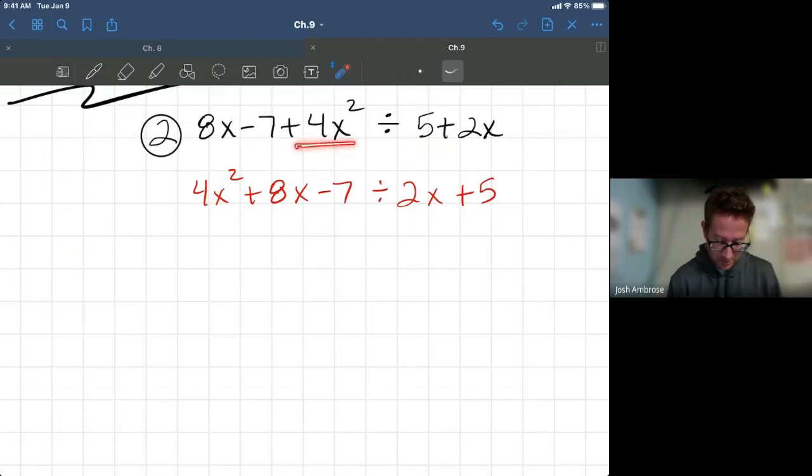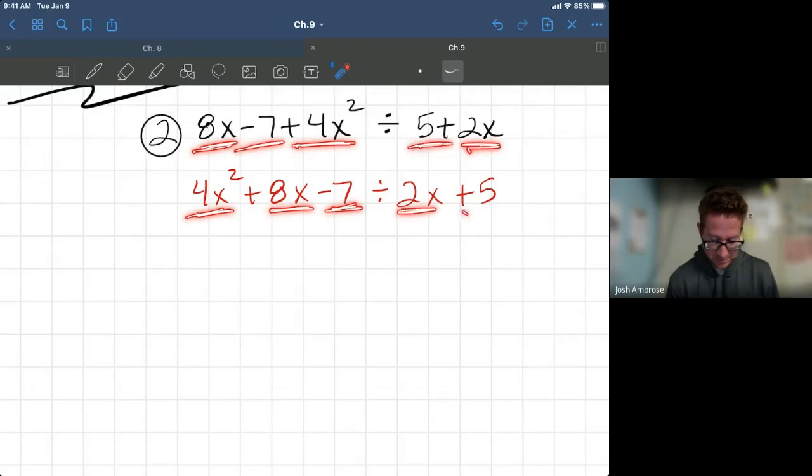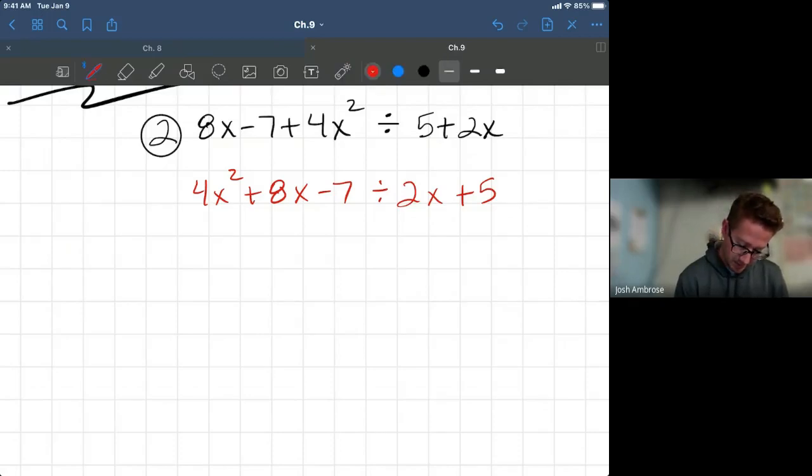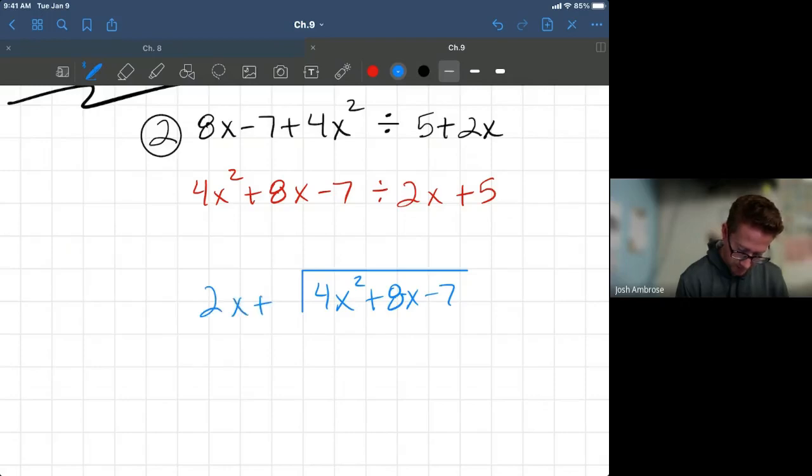Okay, that's a positive 4x squared, same thing. Positive 8x, same thing. Negative 7, same thing. Positive 2x, same thing. Positive 5, same thing. So the signs never changed, but the order did, because I got to go in perfect descending order all the way across. All right, now let's set it up. Polynomial goes underneath. Binomial goes on the outside.